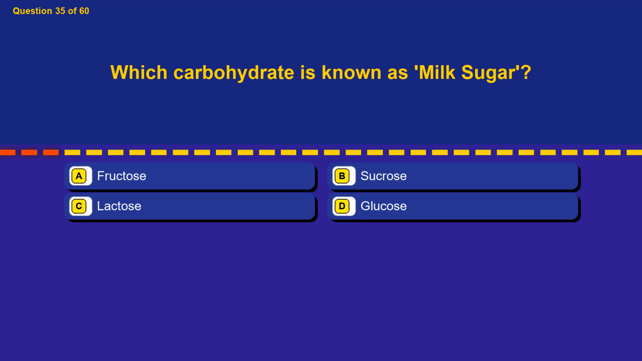Question 35. Which carbohydrate is known as milk sugar? Option A, fructose. Option B, sucrose. Option C, lactose. Option D, glucose.